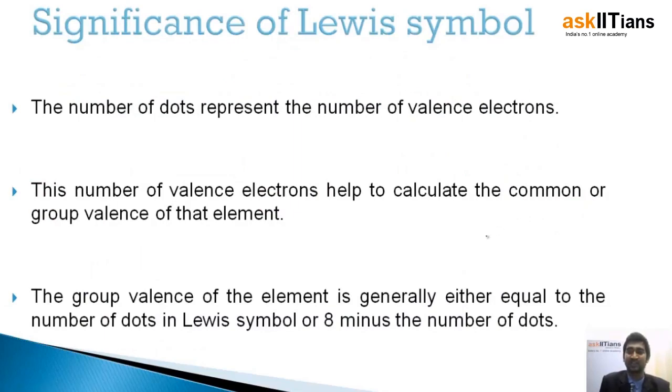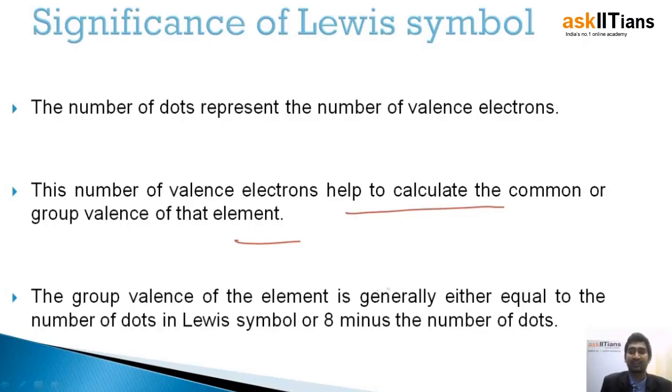The significance was that the valence number of electrons helps to calculate the common or group valence of that element. In the whole group, if you see, the number of valence electrons will be the same. So it will be easier to analyze the whole group elements' properties with regard to bonding.